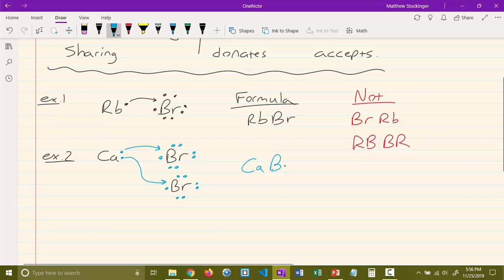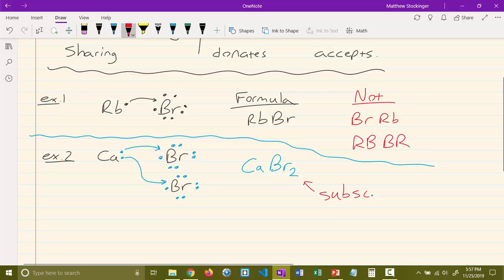It's still going to be the same letters, CaBr. Okay. This time though, we have two bromine atoms, so we get a new thing called a subscript. That is a subscript. The subscript tells us how many bromine atoms there are. It does not tell me how many electrons bromine took. I don't put a 2 on calcium because it had 2 dots. The subscript means how many atoms.